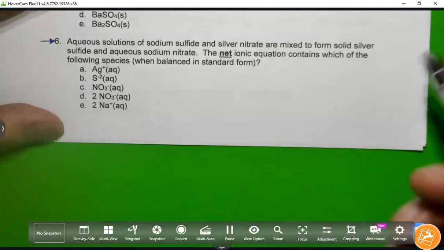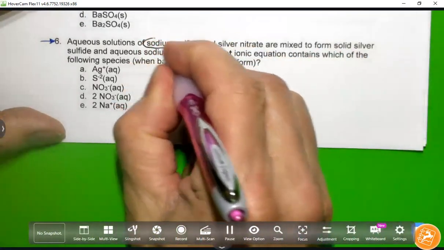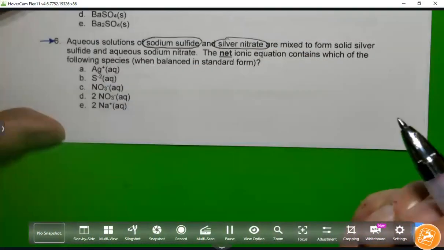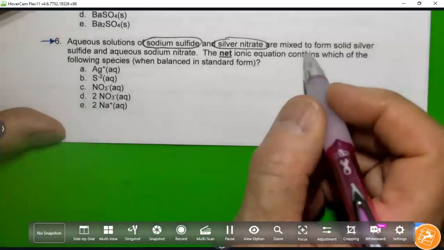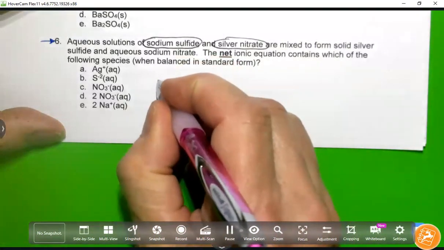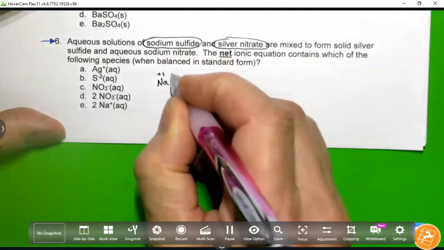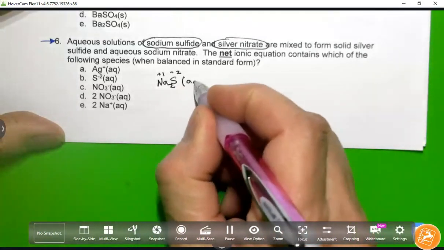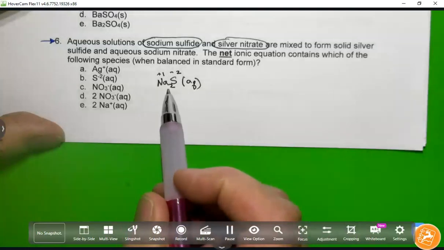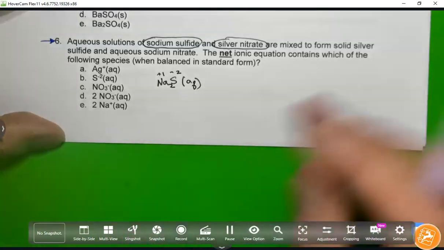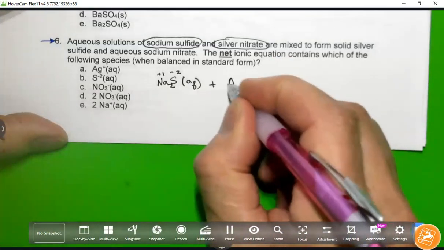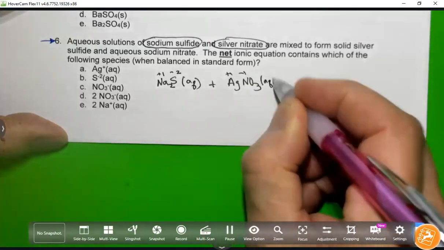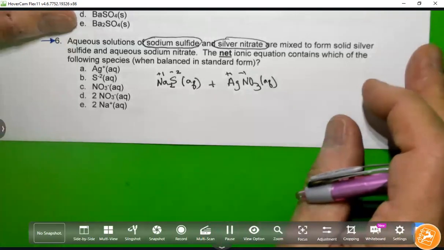All right. So we want an aqueous solution of silver sulfide. So first of all, silver nitrate and sodium sulfide are mixed. All right, so sodium sulfide, Na+1, S-2. So this is going to be Na2S. This for sure is aqueous. Sodium, potassium, lithium, ammonium, group 1. Plus silver nitrate, AgNO3, +1 and -1. That is aqueous because it's a nitrate.